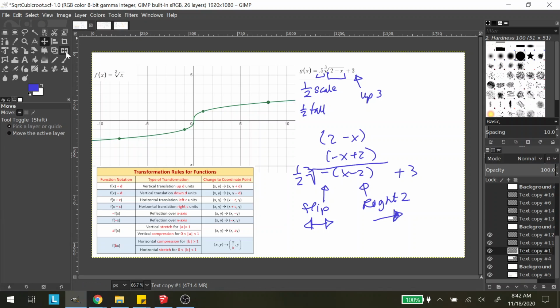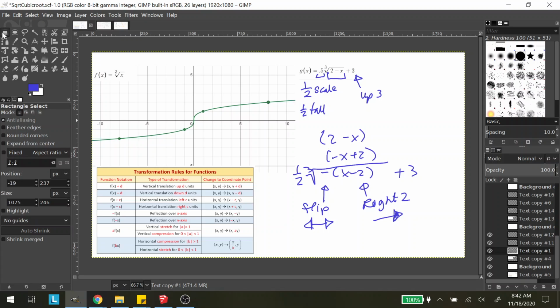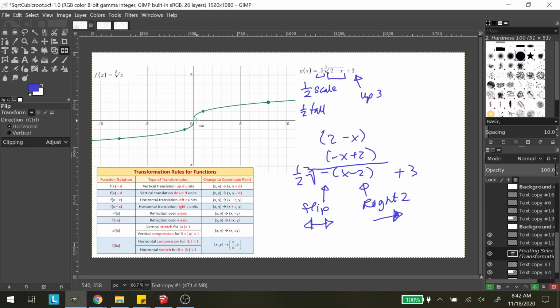I'm always going to start with my flip. Now in this case, we're flipping side to side, so I want to pick the horizontal one. Now I do need to select what I'm going to flip. So I've got a copy of the graph in green. It's not a perfect copy, but it'll work. And I flipped it horizontally. You can see this has moved here, this has moved here, this has moved here.